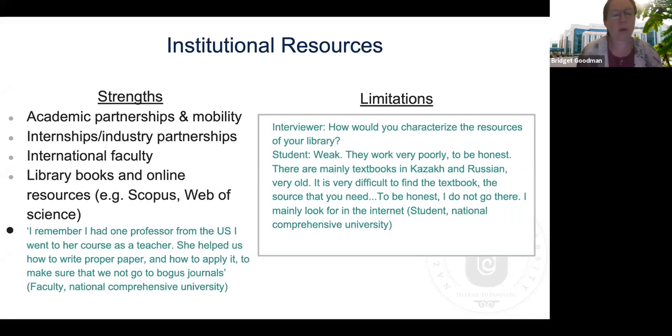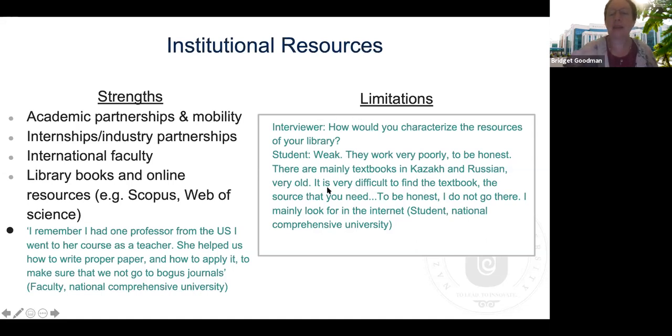I remember I had one professor from the US. She helped us to write a proper paper and how to apply it to make sure that we do not go to bogus journals, right? So there was something in here about the structure of the paper perhaps, but also the process knowledge of how to submit to a journal.